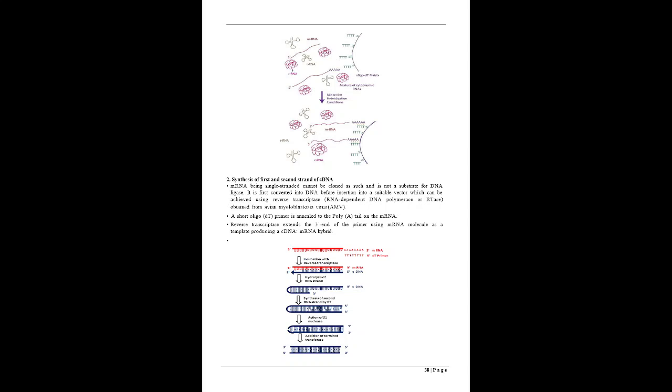So first, for the synthesis of the first strand, a short oligo-dT primer is attached to the poly A tail located at the 3' end of mRNA. Then you use the enzyme reverse transcriptase, which uses the mRNA as a template to create a complementary DNA strand. So it creates a cDNA-mRNA hybrid molecule. And for the second strand, you need the RNA removal. So the mRNA strand in the hybrid is typically degraded using RNase H, and then DNA polymerase I uses the remaining RNA fragments as primers to synthesize the second DNA strand.